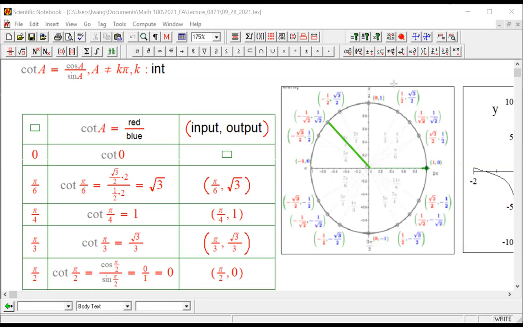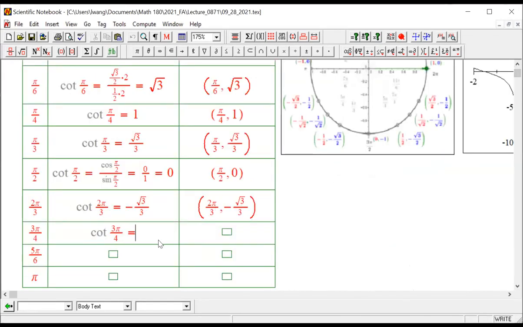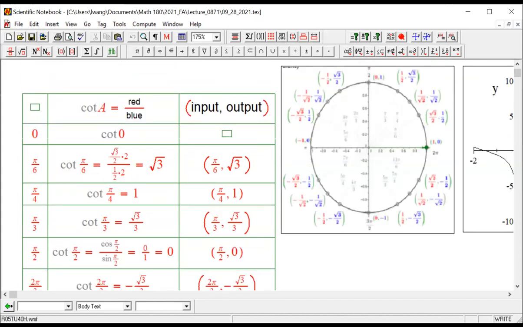Okay, so this is enhancing ARD. So you should get -1 here, right? And cotangent of 5 pi over 6. What are you going to do?